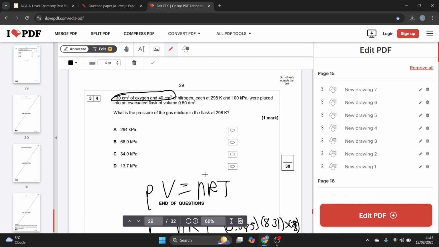Still don't get it. What is the pressure of the gas mixture in the flask at 298 Kelvin? This is probably the most challenging. It is the last question, so maybe that's why. Unless I'm doing something wrong, because everything's telling me to use PV equals nRT.